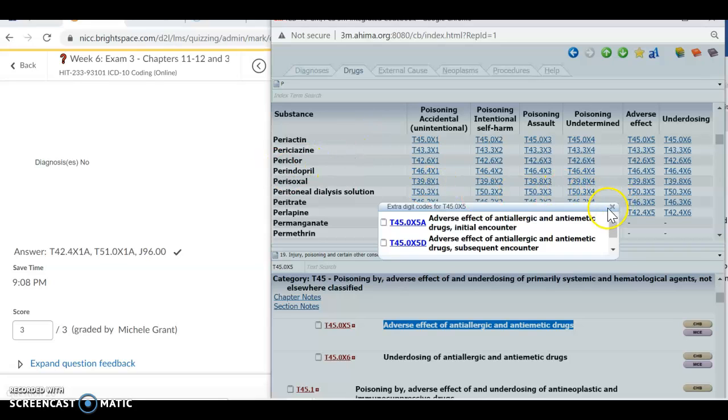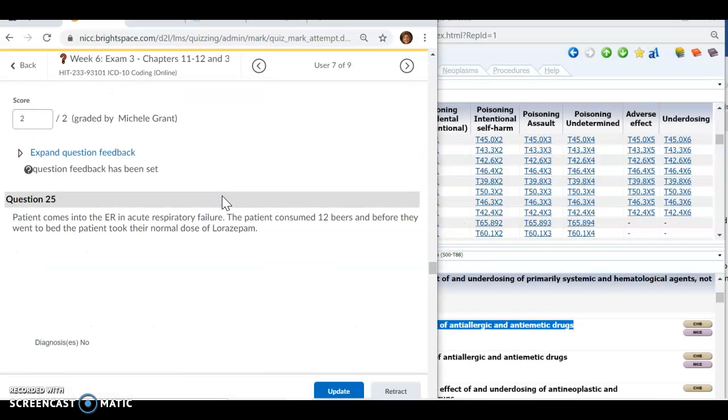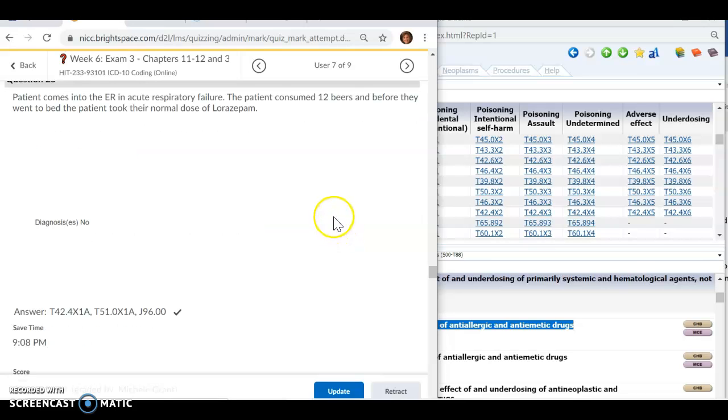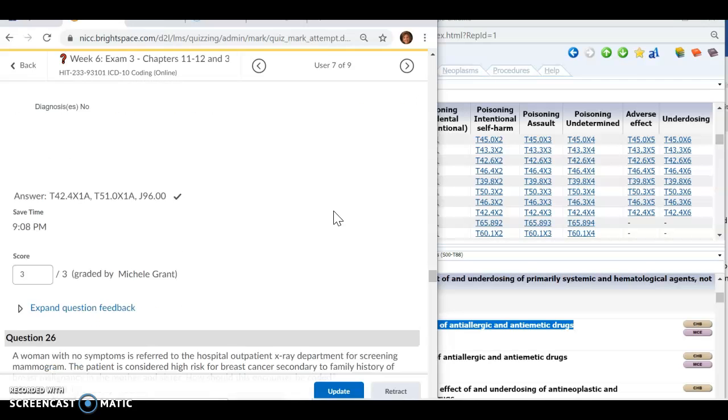This one here, we have a patient comes in the ER. They're in acute respiratory failure. They had 12 beers, and then they took their normal dose of lorazepam. Since you are on a prescribed medication, you mix it with alcohol, that is a poisoning. Anytime you mix alcohol with a prescribed medication and you have a reaction, that's a poisoning.